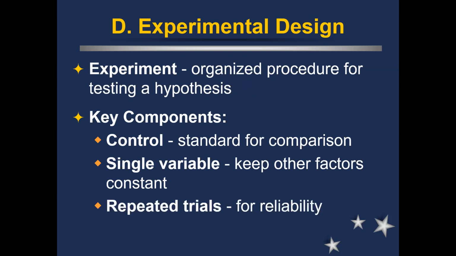And you want repeated trials for reliability. The greater the sample size, the better it is. A great model organism would be bacteria because you have many of them and they reproduce quickly. A very poor model organism would be an elephant. Okay, it takes a long time to grow an elephant.